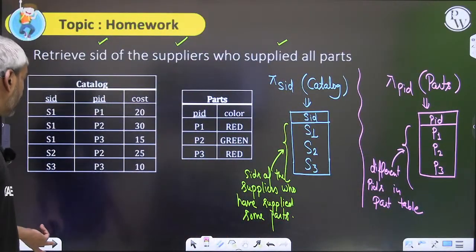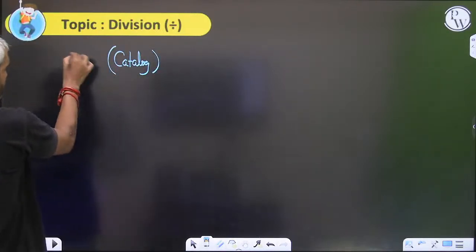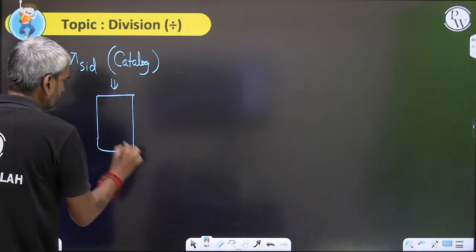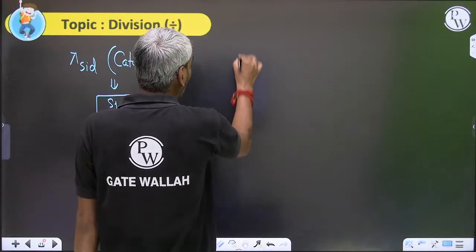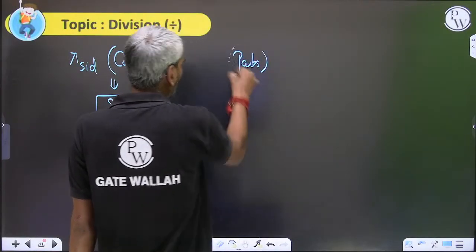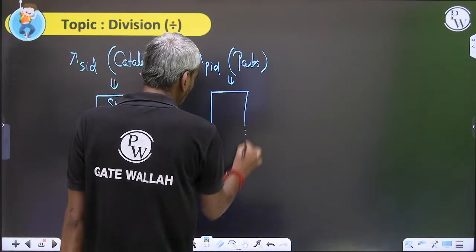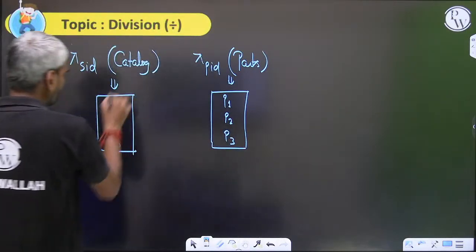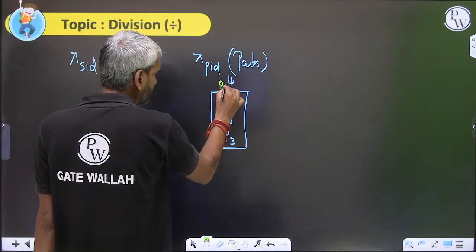Now, the important concept is that if at all I perform the cross product of these two things, the catalog table, if SIDs are projected, you will have S1, S2, S3. From the parts table, if you have projected PID, you will get P1, P2, P3. So these are the SIDs that we already know. These are the PIDs that we already know.